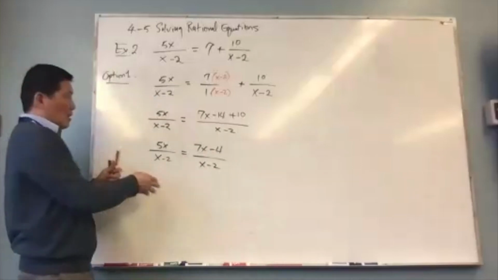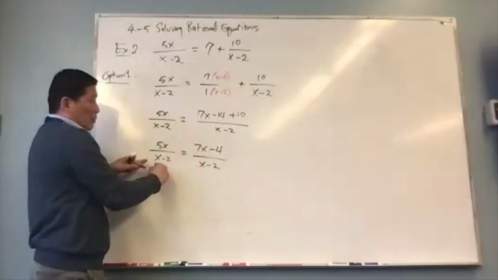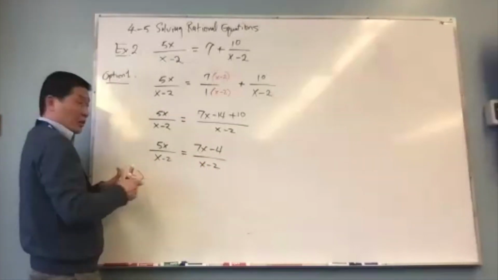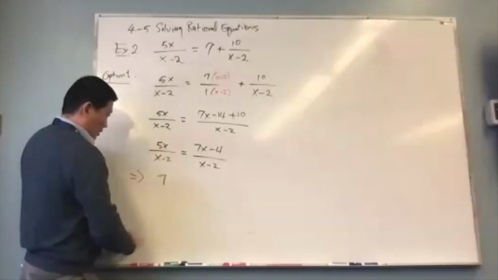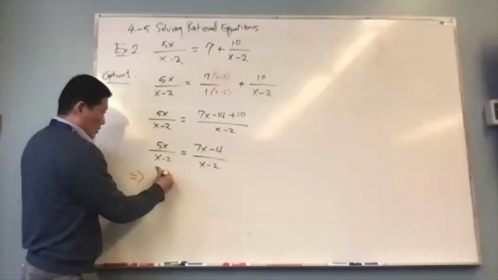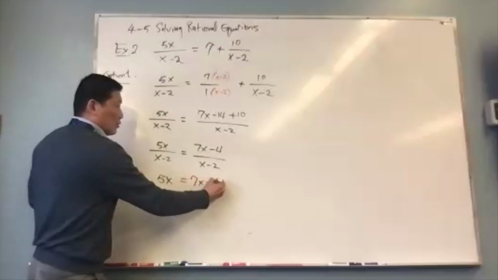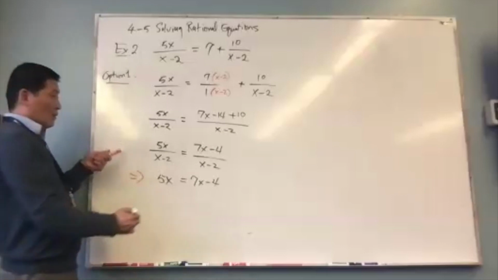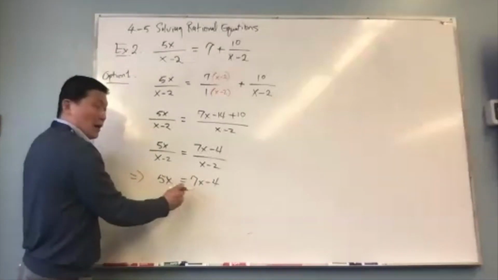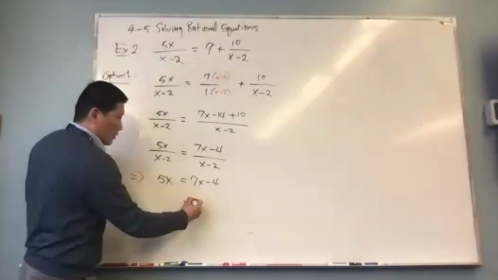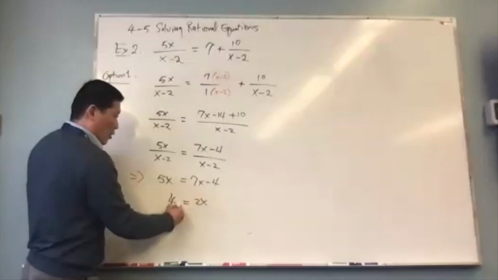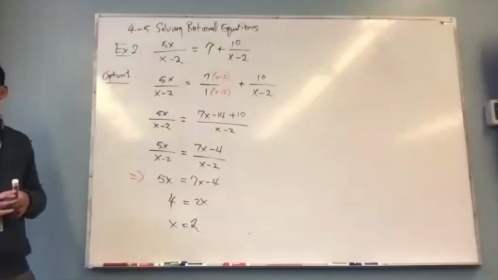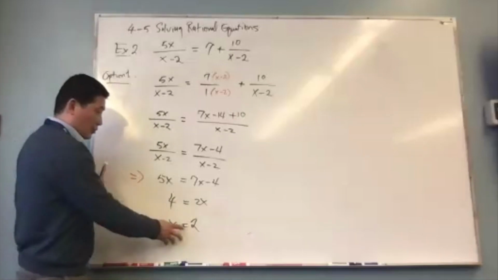Now, if both sides are over x minus 2, then I can say that this 5x can be set equal to 7x minus 4. If I do that, I move the 5x to the other side, so it's 2x, and over here is 4, so x is equal to 2. X is equal to 2.